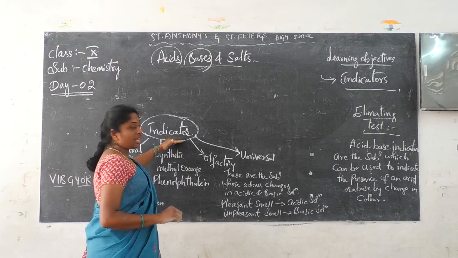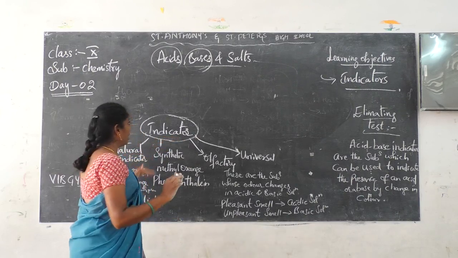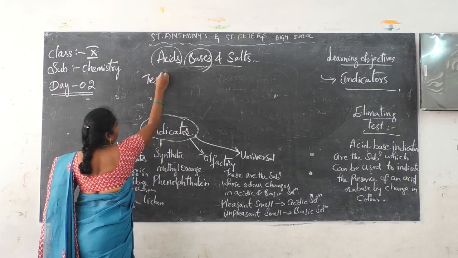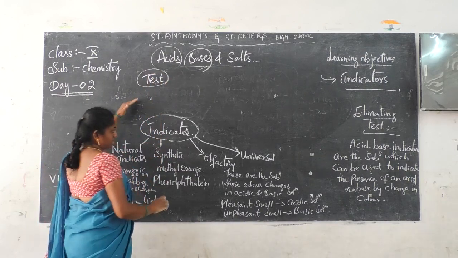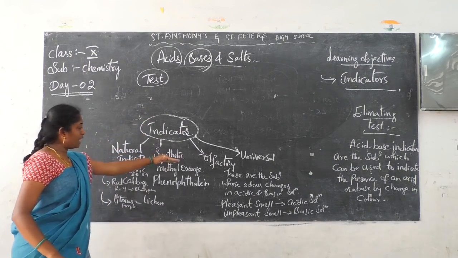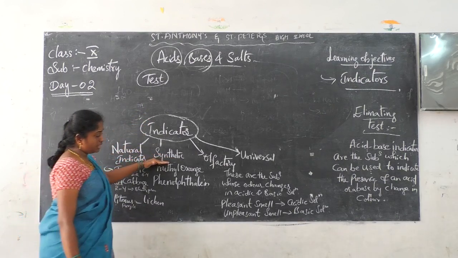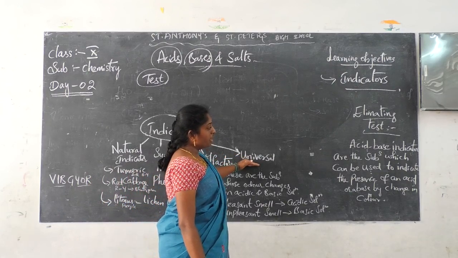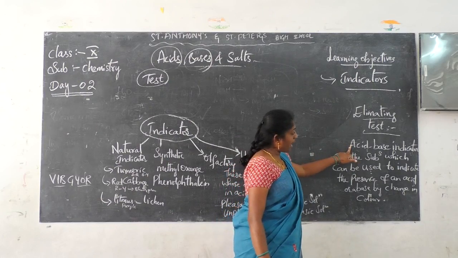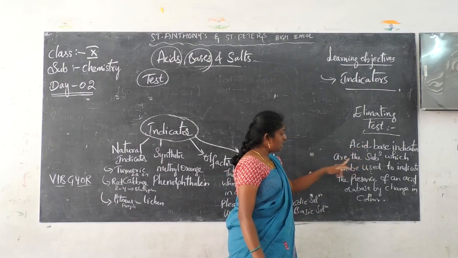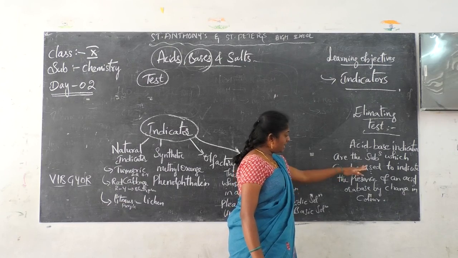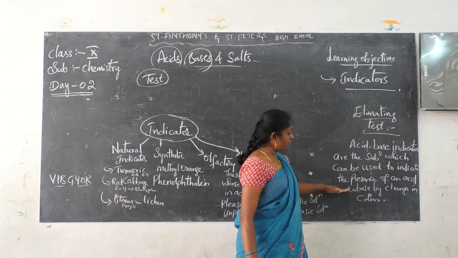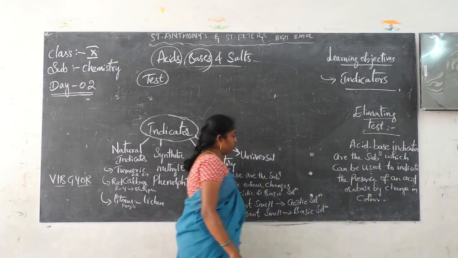So we understand why we are using indicators. Indicators are used to test the substances. Now, indicators are of four types: natural indicator, synthetic indicator, olfactory indicator, and universal indicator. Here you can see the definition: acid-base indicators are substances which can be used to indicate the presence of an acid or a base by a change in color.